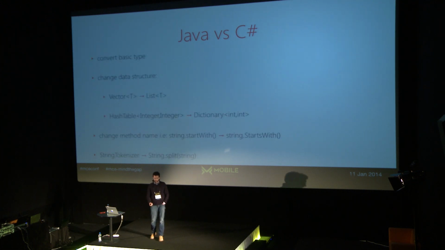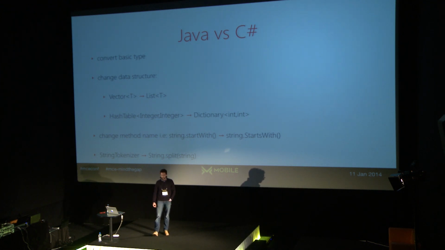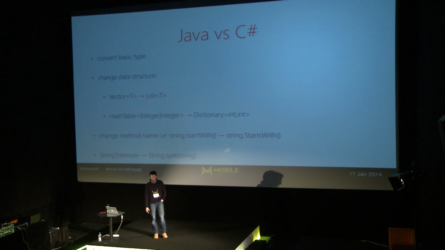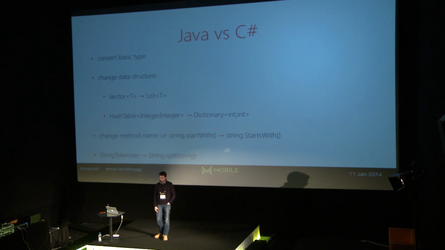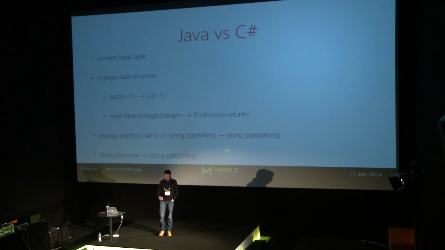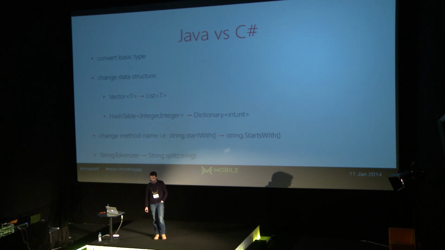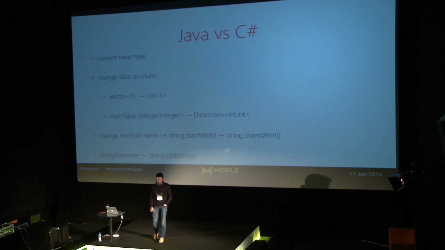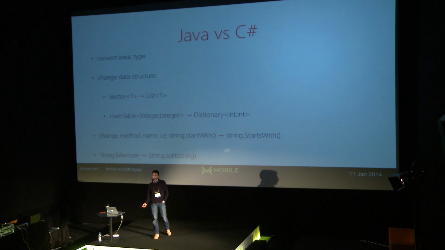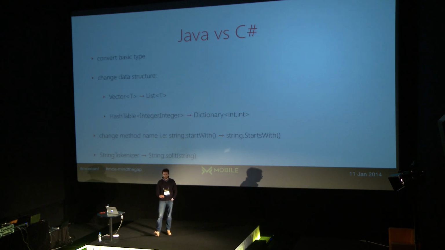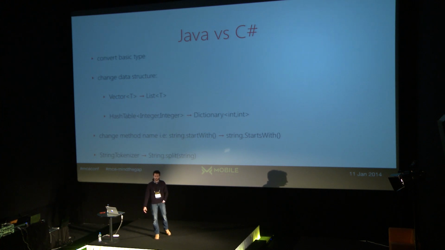What I found in practice was that I could import Java files directly into Visual Studio and then just convert some basic types, maybe change some data structures. So instead of using Vector, I used List. In some cases, I only had to adjust the name of the method, and in some other cases, I had to search for the same functionality under other objects. So if you're talking about StringTokenizer in Java, you can find the same behavior but under the String class.